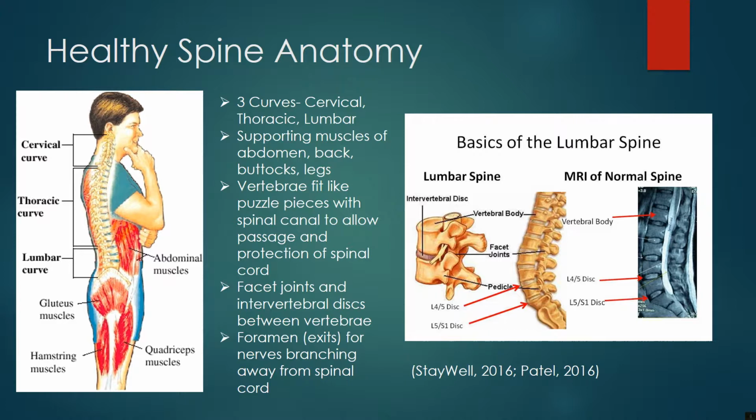The facet joints and intervertebral discs between each of the vertebrae facilitate movement, and they also provide some space between each of the vertebrae, keep them from rubbing together, and also prevent compression on the nerves and the nerve roots that exit at the foraminal spaces. There's a little canal that goes between each of the vertebrae that allows the branching nerves to go from the spinal cord out to the rest of the body.